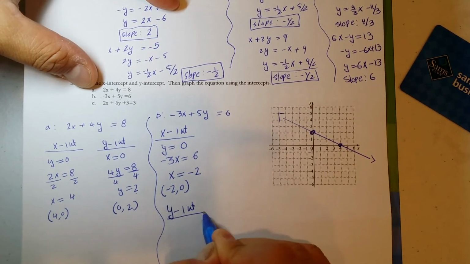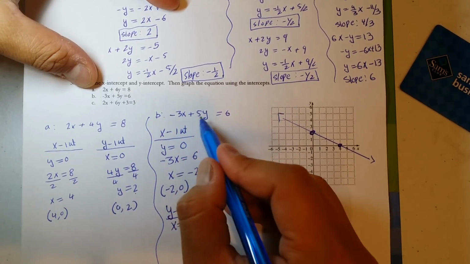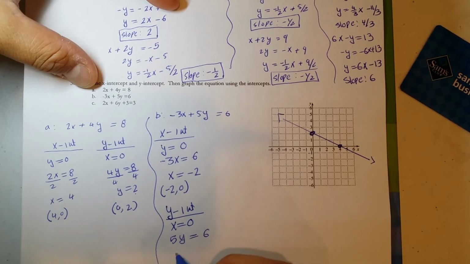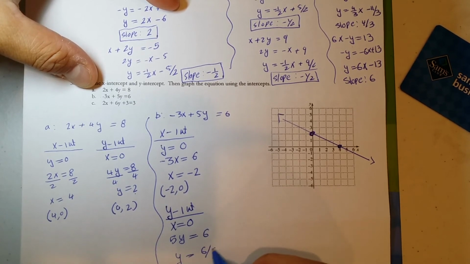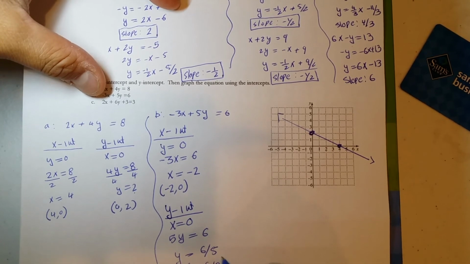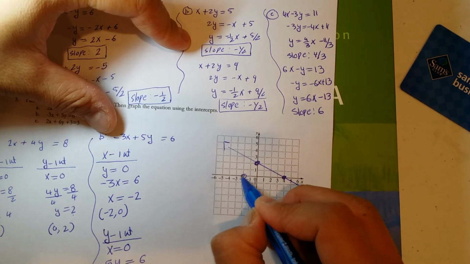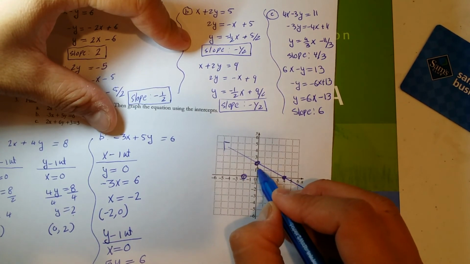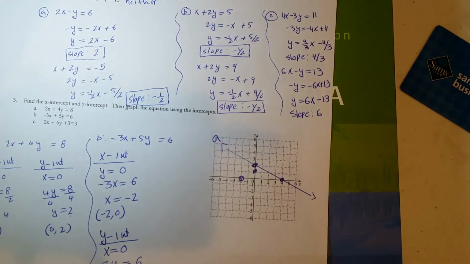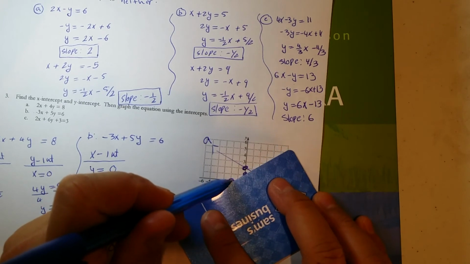Y-intercept. Cover up the x. If we cover up the x, then we have 5y equals 6. Divide both sides by 5, you have 6 over 5. So 0, 6 over 5 is the second point. Negative 2, 0 and 0, 6 over 5, that's another point. This is line A, so let's label that carefully. Now this is line B.